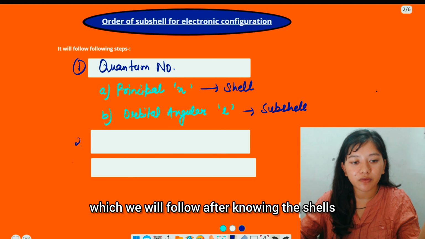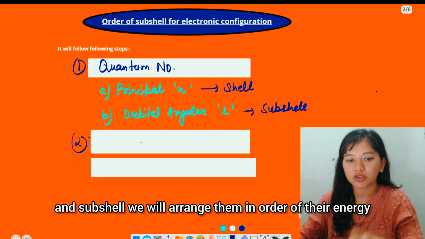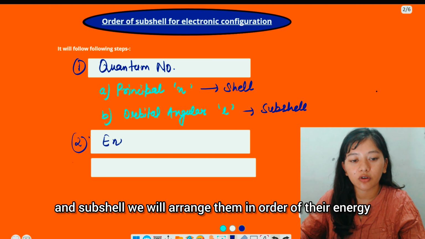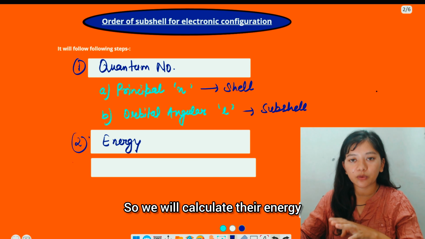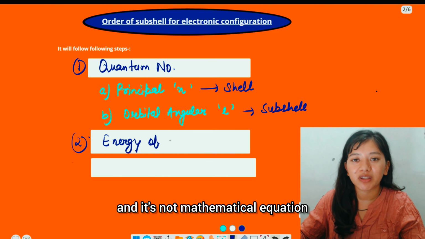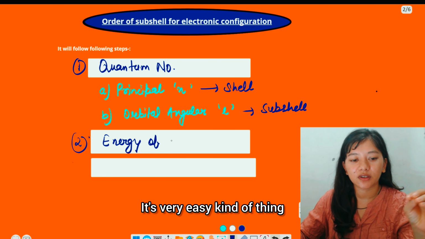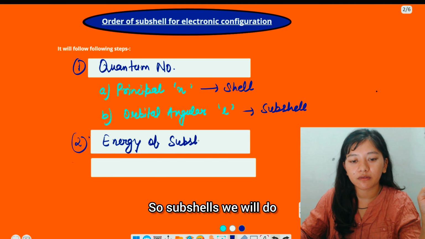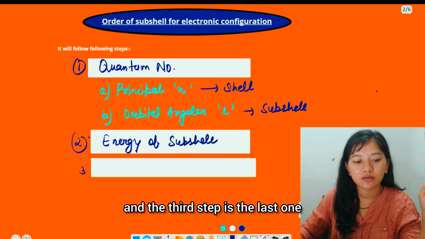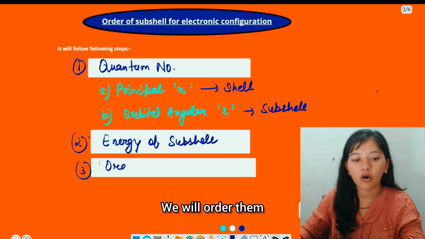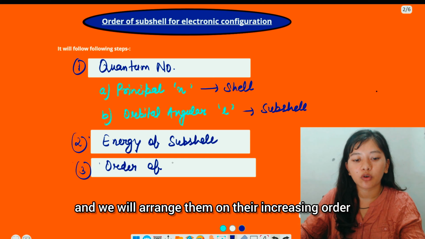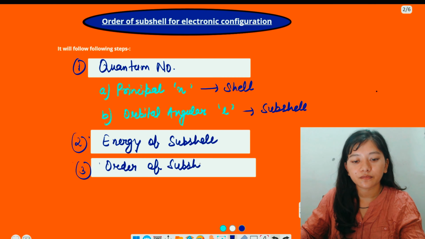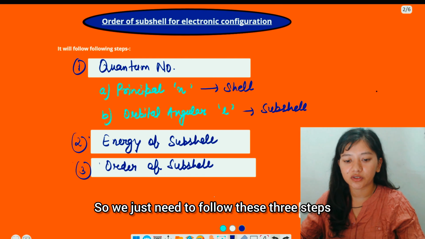The second step, after knowing the shells and subshells, is that we will arrange them in order of their energy. So we will calculate their energy, and it's not a mathematical equation, it's a very easy kind of thing. And the third step is the last one. We will order them and arrange them in their increasing order. So we just need to follow these 3 steps.